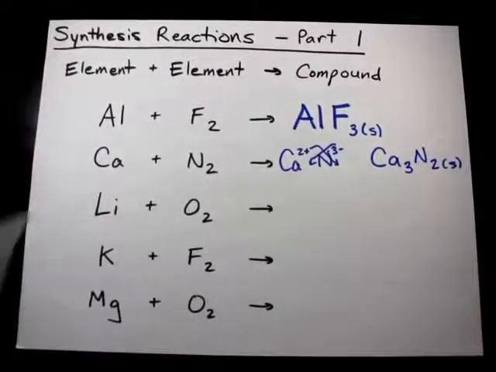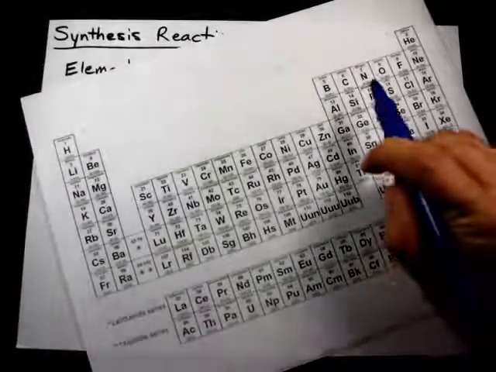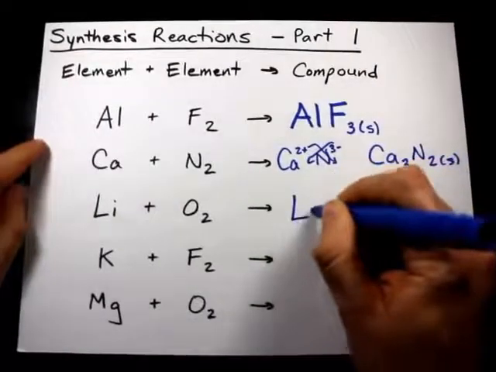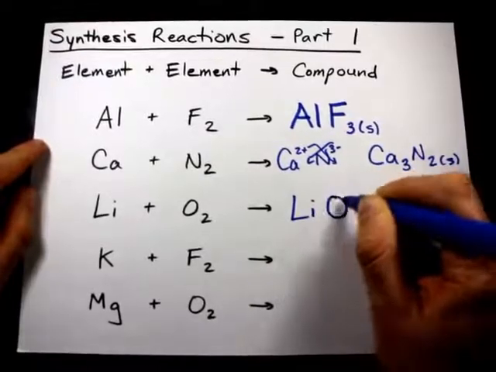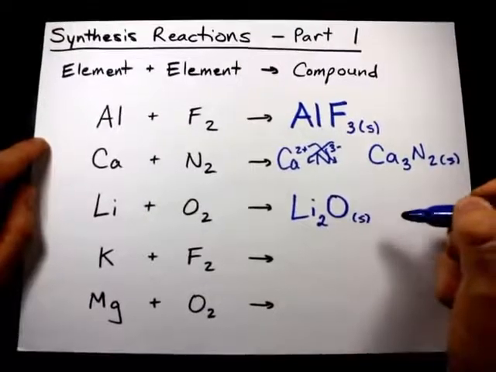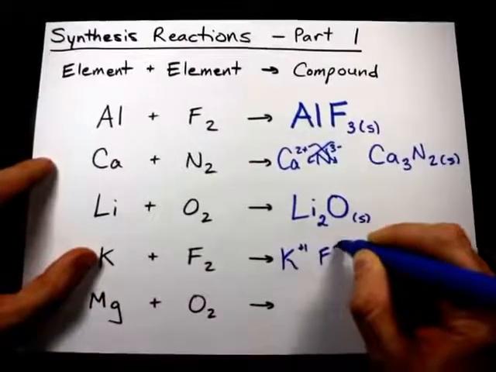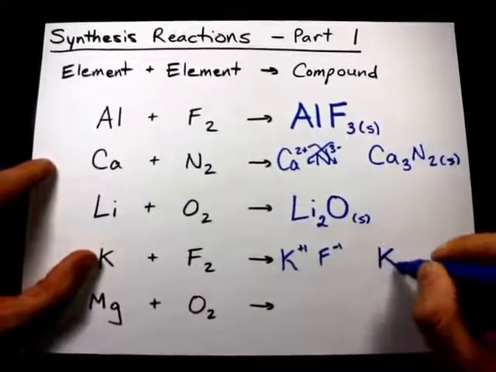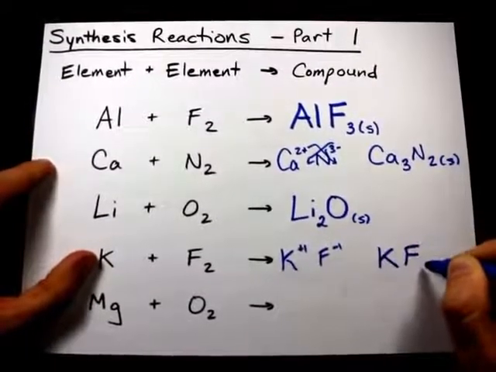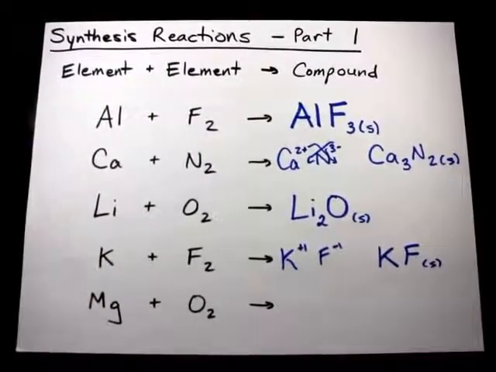Do you need me to keep consulting this periodic table? Lithium wants a charge of +1 because it's in that first column. Oxygen wants a charge of -2. So what you end up with is LiO, but with the crisscross charges, it's actually Li2O, lithium oxide. Potassium wants a charge of +1. Fluorine wants a charge of -1, and so it makes K1F1, that 1 and 1 crisscross, potassium fluoride, that's a solid.